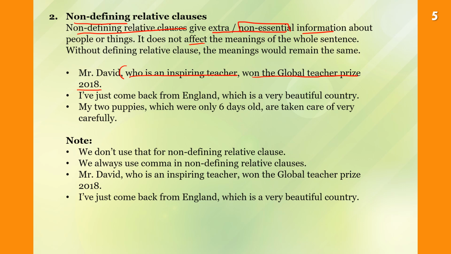So this, who is an inspiring teacher, is not necessary. So without this, the sentence still makes sense and is so clear. But this is going to be additional. And in this case, you need a comma.